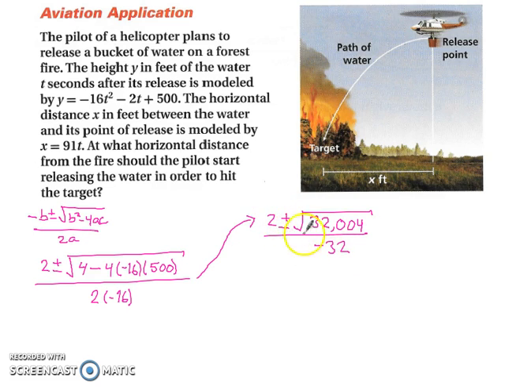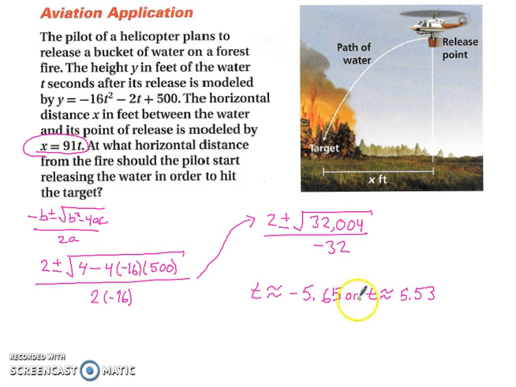Now, you're going to do this whole entire piece out with plus and then do the whole piece out with minus so you get both of your responses. So when we go through, we end up with t being about negative 5.65 or t equaling about 5.53. We're not done yet. We still need to take into account when you're releasing the water. So we have x equals 91t.